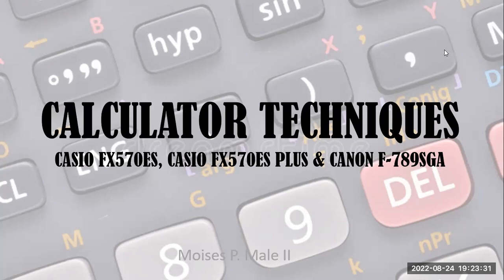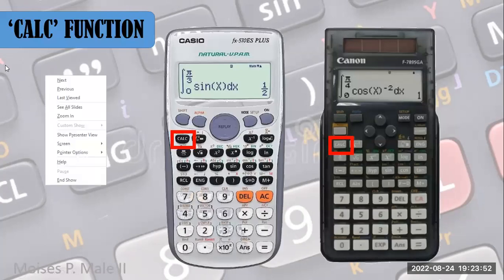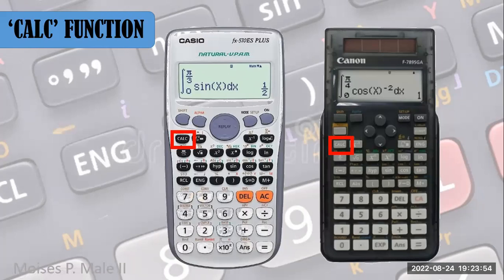Okay, so ang gagawin ko dito, gagawin ko lang ulit, no? Or i-record ko lang ulit using the emulator ng Canon. Okay, so meron ng emulator. Okay, so first function na i-consider natin or i-discuss natin is the calc function, no? So calc is short for calculate.